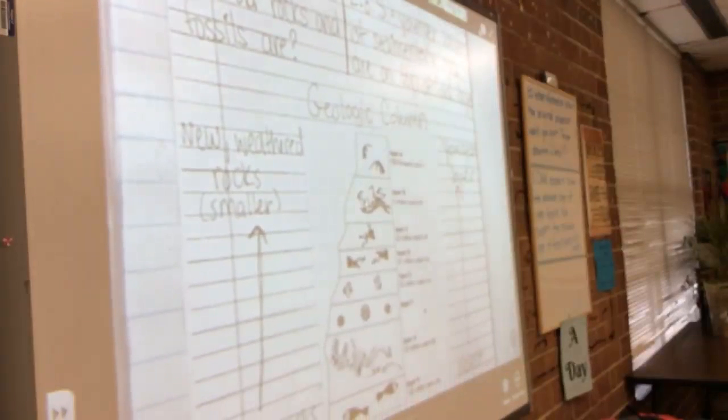So what I did was glue that picture of a geologic column into the middle. And you don't have to be exactly like mine if you don't want to. This just made sense to me.